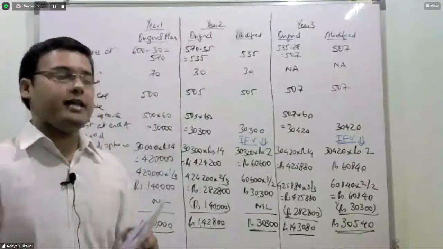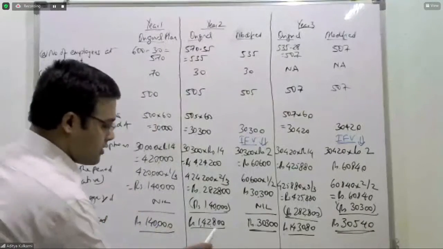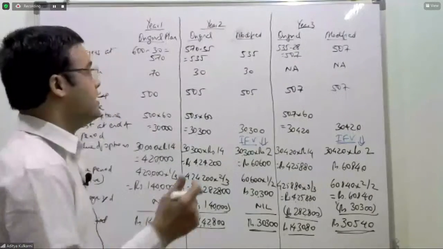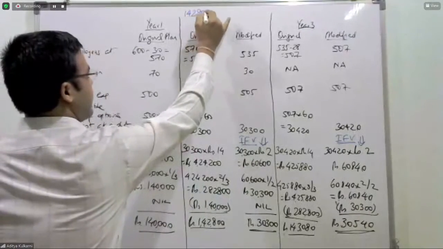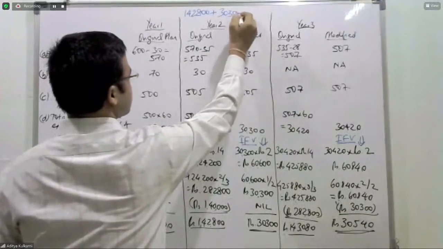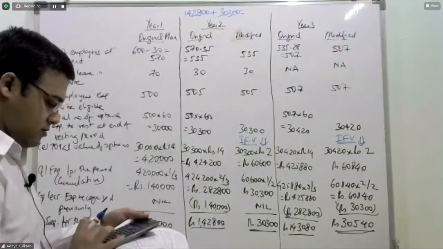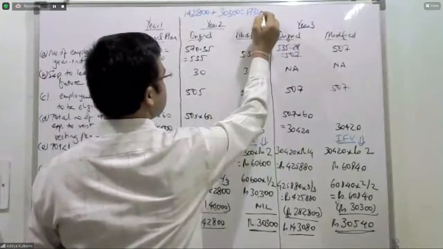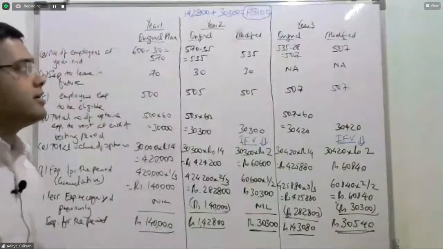Now, when you're preparing your accounts, your total compensation expense for year 2 will be 142,800 plus 30,300. That is equal to 173,100. This is your total compensation expense for year 2.